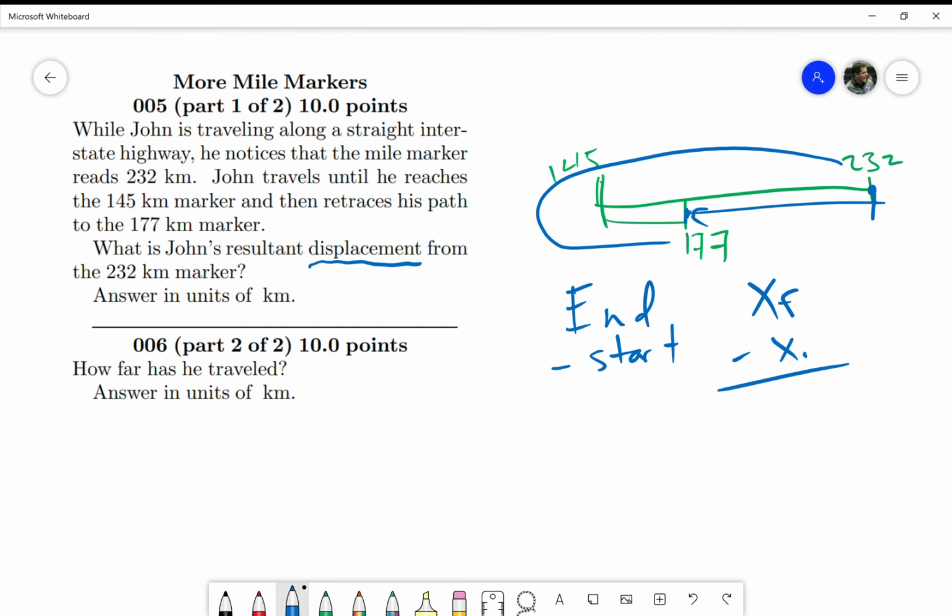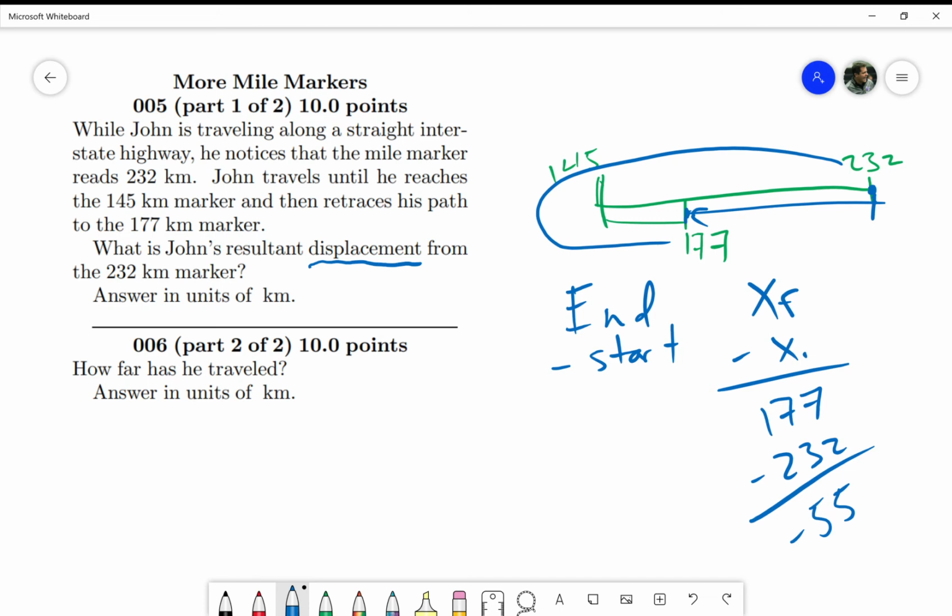So, if we plug that in, we have our final position is 177. Our initial is 232. All right, so we're just going to subtract that out. 177 minus 232. And I get negative 55. Is that negative important? Yes, it is, because that negative has to be telling us direction. In physics class, negative just means direction. If you put in a positive answer for this Texas, you would get it wrong. So I want you to notice that.